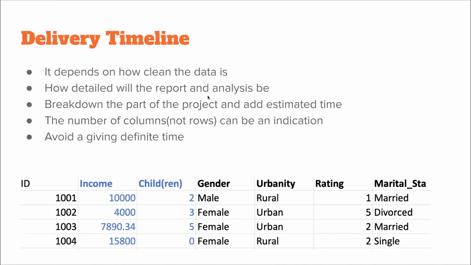Moving forward, you also want to speak about the delivery timeline. This is one thing you want to do: you want to avoid giving a definite time. And this is the last point here, which I think is the most important point. When you start a project as a data analyst, there are a lot of things that could come up that you cannot account for at the initial stage of doing your project. One of them is how clean the data is. If your data is quite clean, you would not take much time.